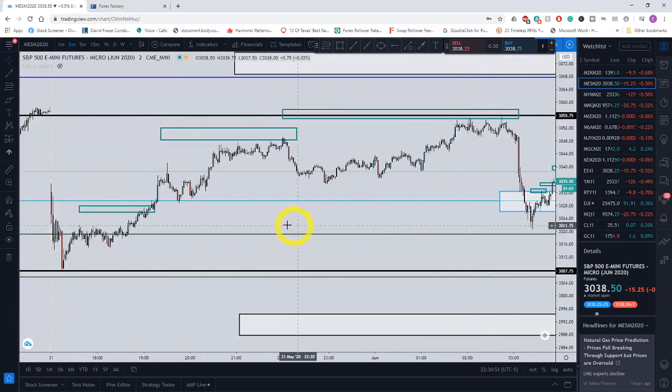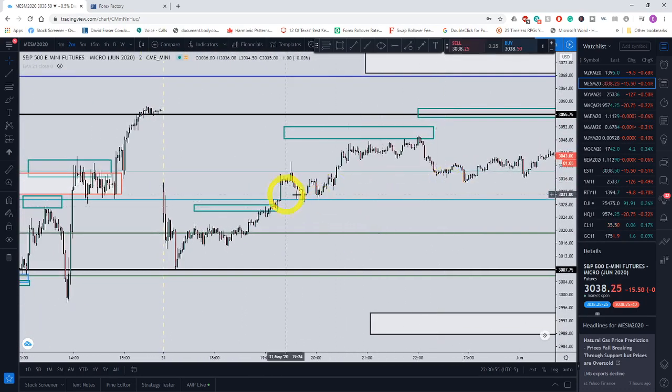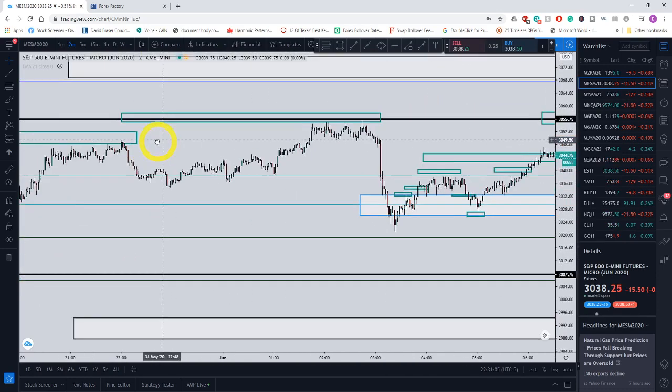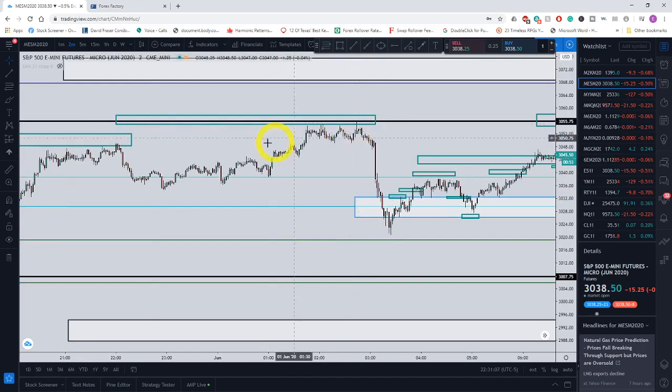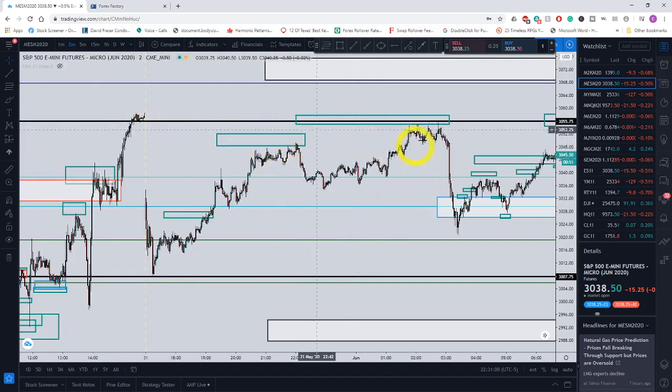So moving into the session, we have from the open Sunday night right there a big gap, and then it went down some, and then eventually came up and filled it during the overnight session. It filled that gap perfectly, as you can see.